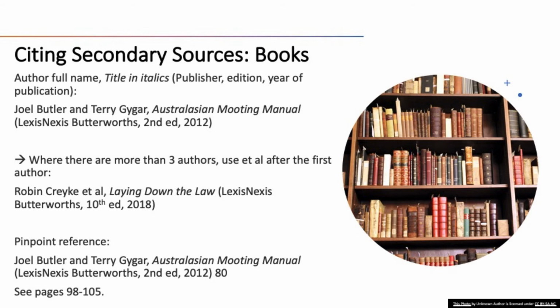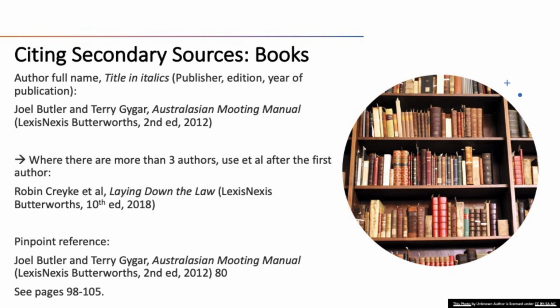Now where there are more than three authors, we then move to using 'et al' rather than listing each author individually. So 'et al' is used to symbolize that there are more than three authors. On the slide there's an example there. Laying Down the Law, which is a textbook, has 5 authors, and you can see that when we have more than 3 authors, what we do is we write the name of the author that is first listed on the book and then the phrase 'et al' and a comma.